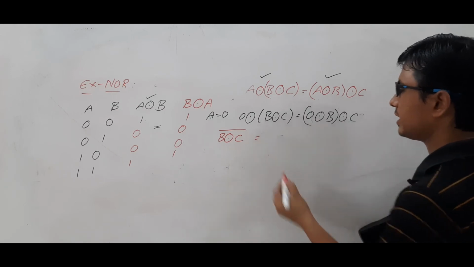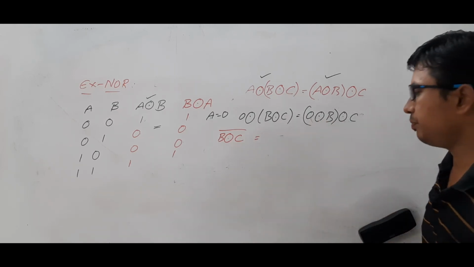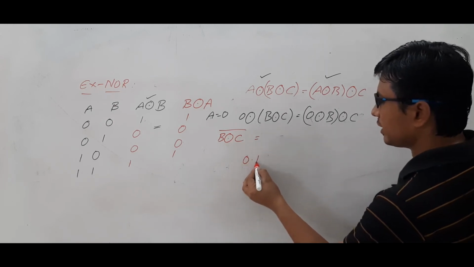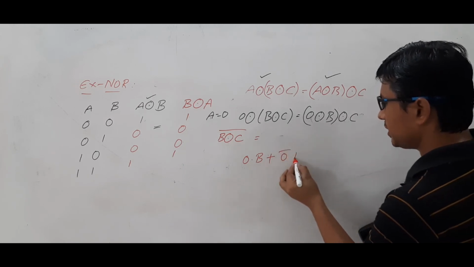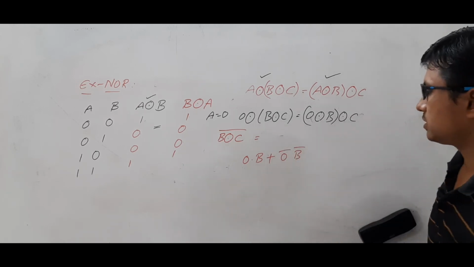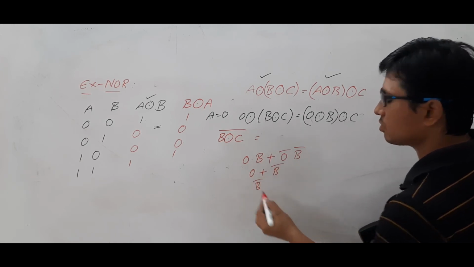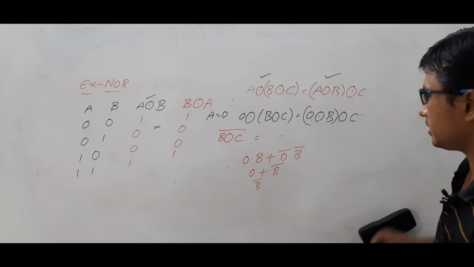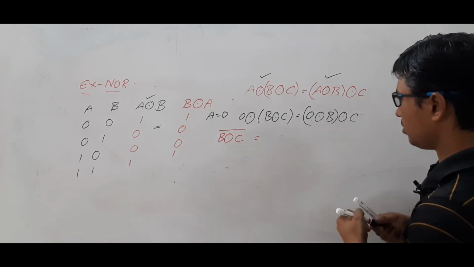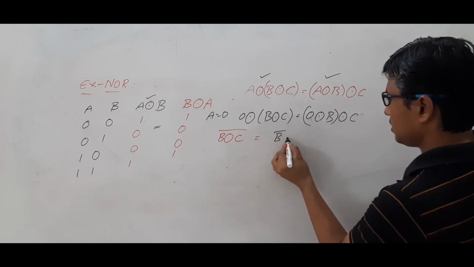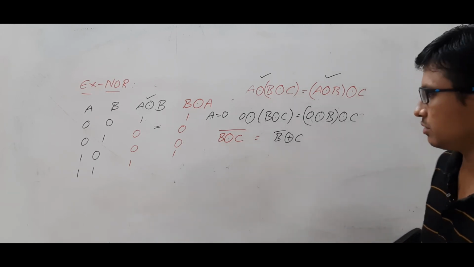Now come to the right hand side. The right hand side is 0 exclusive nor B. I can write it as 0 and B, or 0's complement and B's complement. Is it clear? So this is 0 or B's complement. I will get the B's complement. Are you able to understand it or not? So I got the B's complement exclusive nor C. Now simplify these two equations.